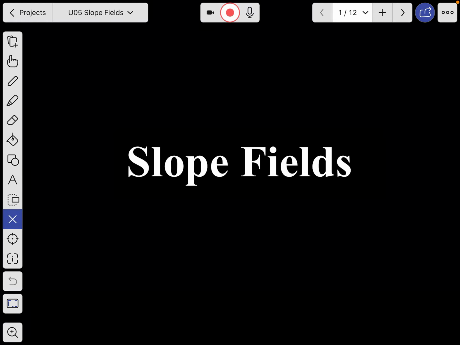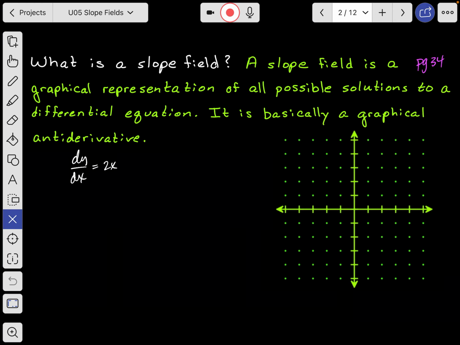In this video, we take a look at slope fields. So what is a slope field? It is a graphical representation of all possible solutions to a differential equation. It's basically a graphical antiderivative. It's basically a field of slopes, or a coordinate plane of slopes, and that's what we're looking at.